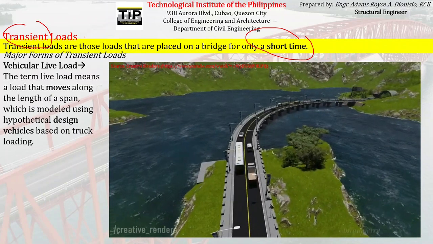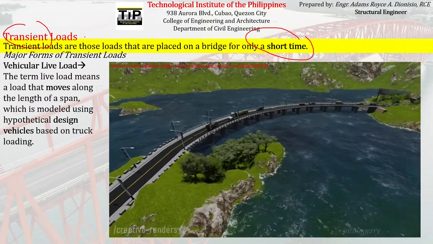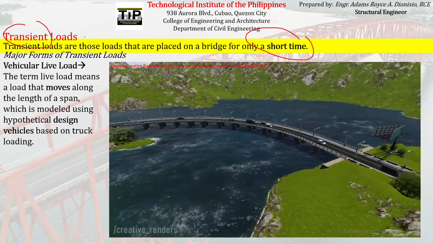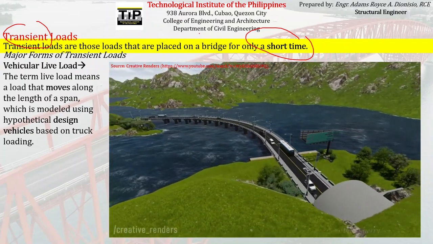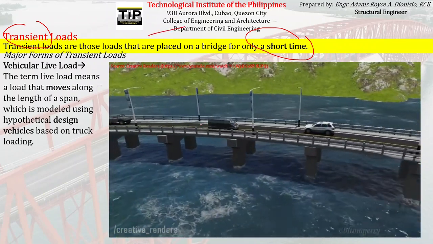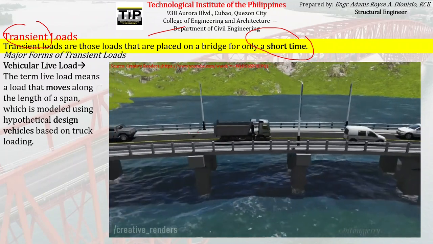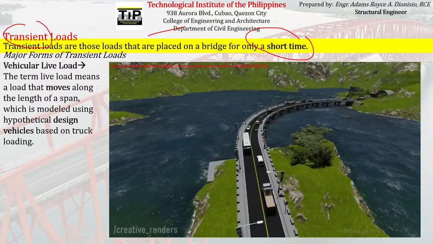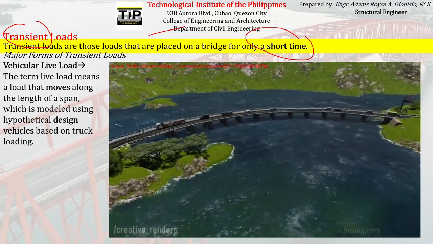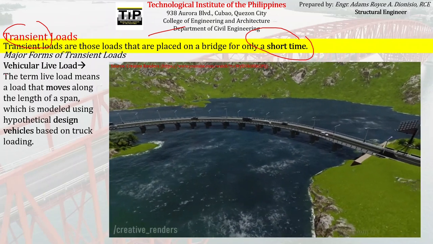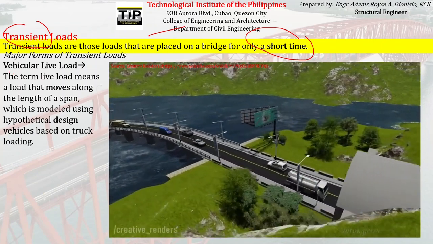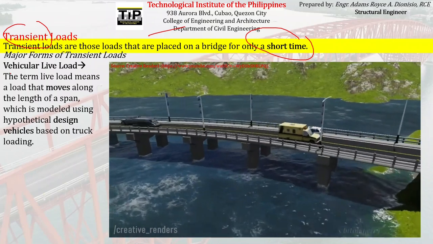And we know for a fact that the vehicles that travel along our bridges are actually not permanent in position. Kasi nga gumagalaw yan. Just like what you are seeing here sa GIF natin. Di ba yung mga vehicle na dumadaan sa bridge natin. Of course, gumagalaw sila. They change in position, although they don't change in magnitude, but they still change in position. Therefore, we can still classify them as live load. And to be specific, they are called vehicular live load simply because this live load came from vehicles. That's why it's called vehicular live load, obviously.